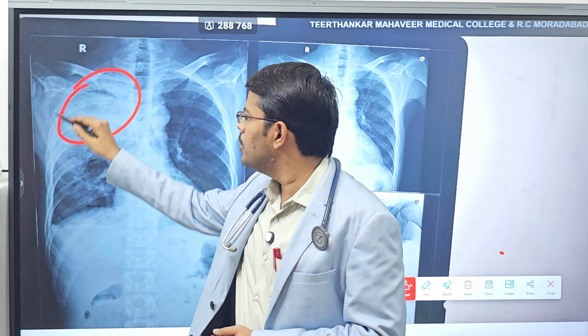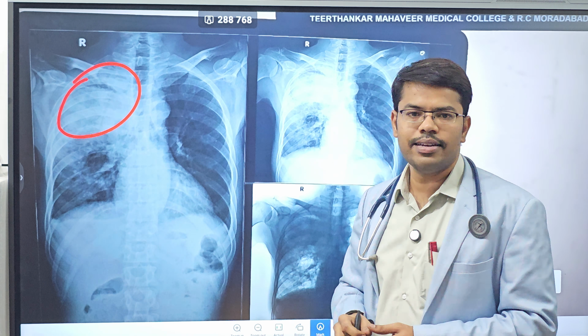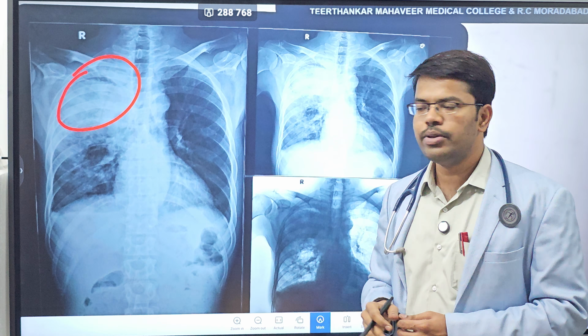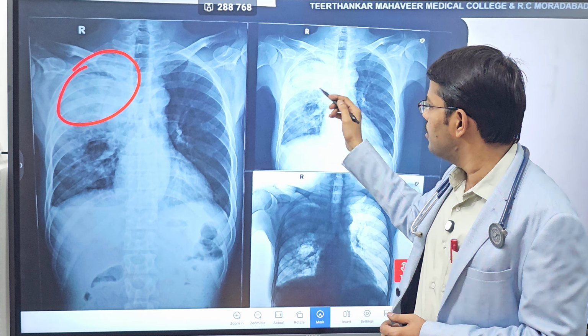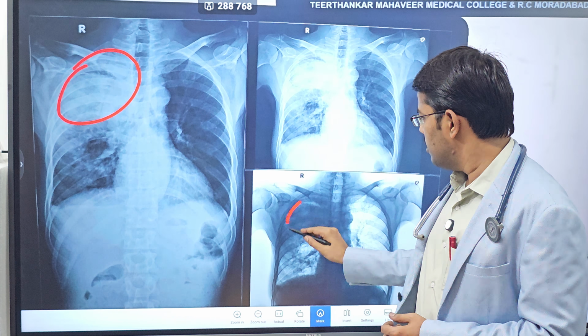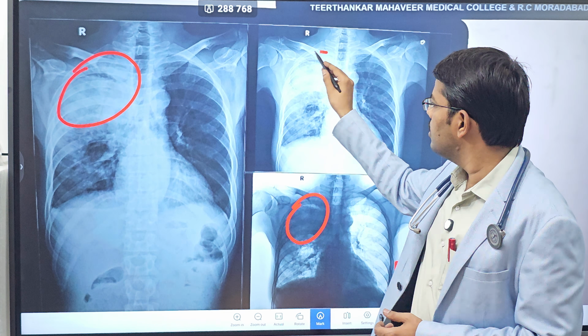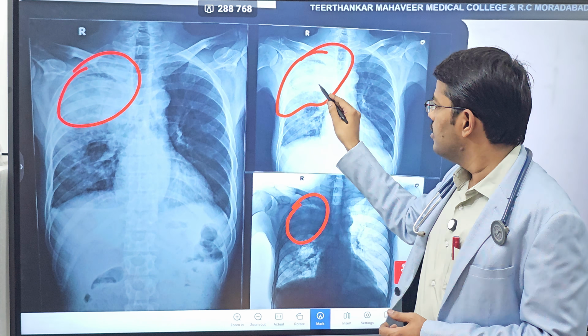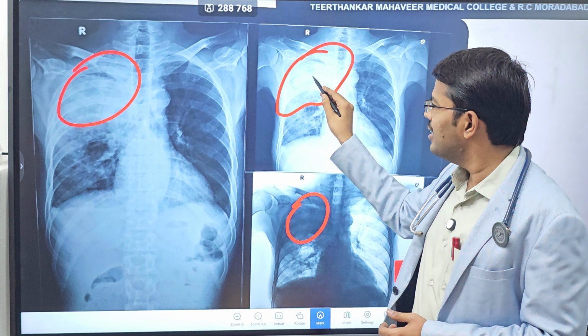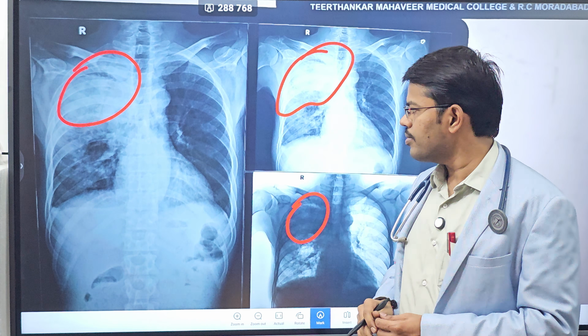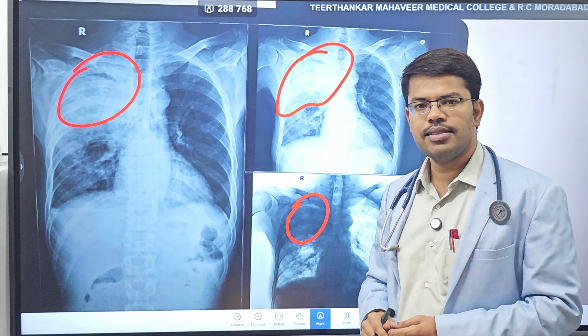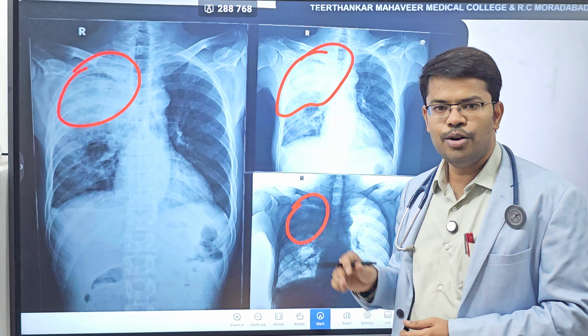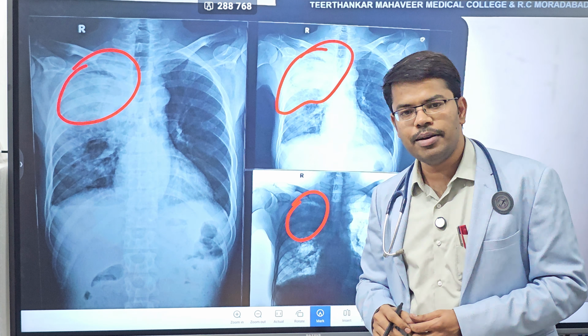So right upper zone dense opacities are there. It is right upper zone pneumonia. These are the X-rays which are kept along with this. Here you can easily make out that this kind of infiltrate is so dense. So what is the diagnosis? The diagnosis is lobar pneumonia in the right upper lobe.